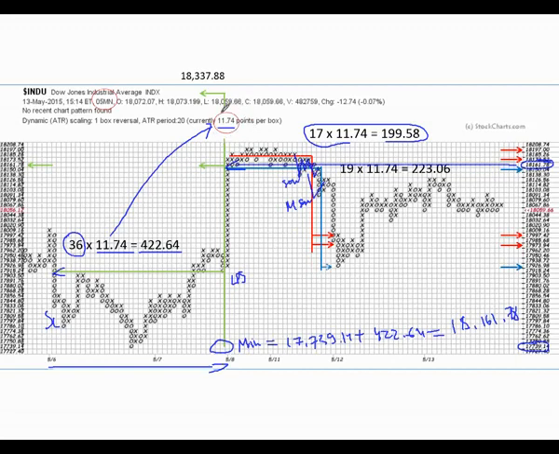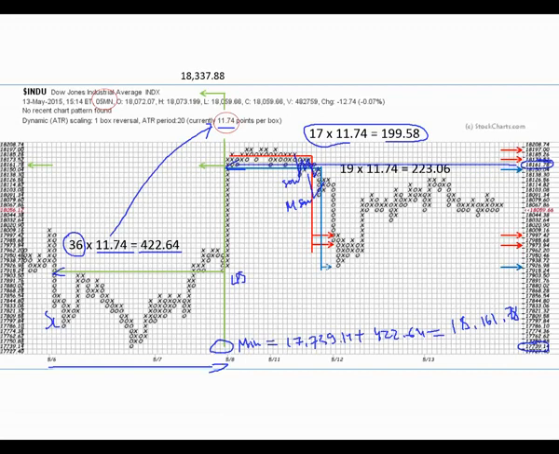Okay, so Bruce, can we elaborate a little bit on this average true range? A question of how did we come up with this 11.74 exactly?